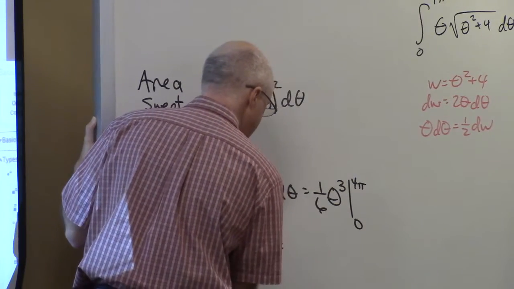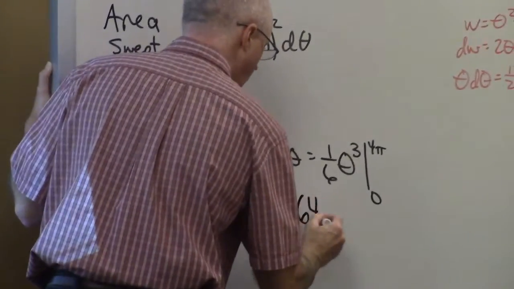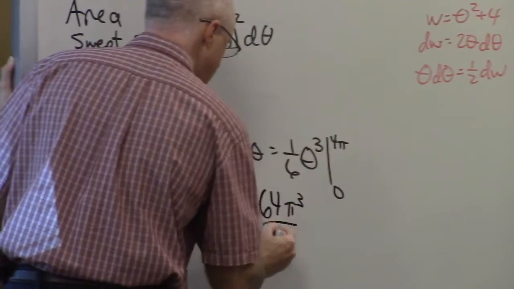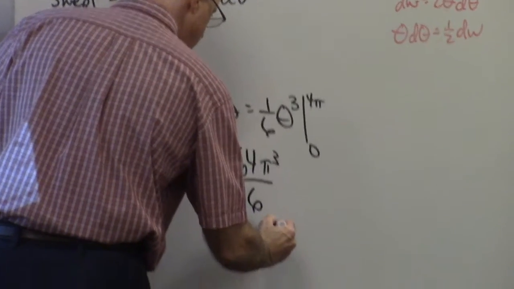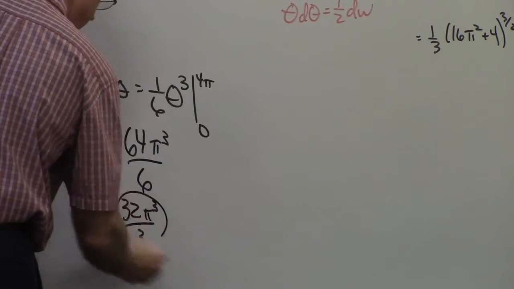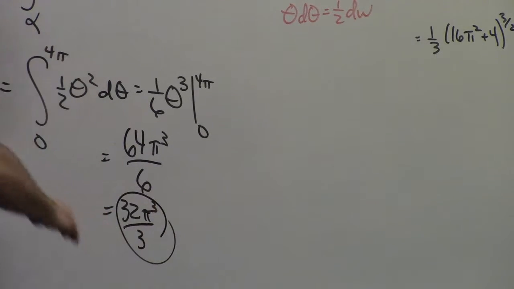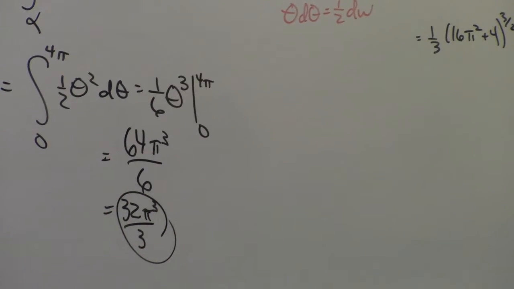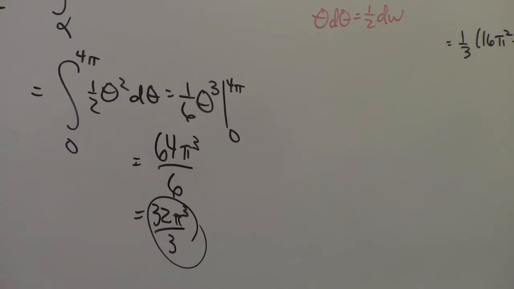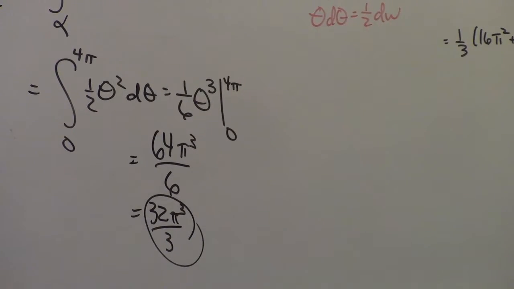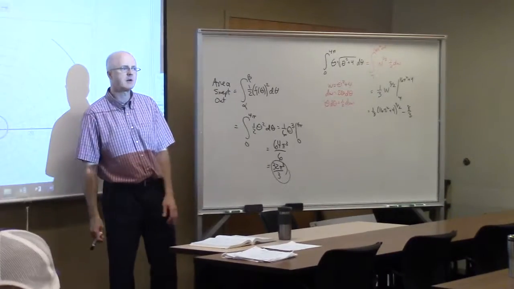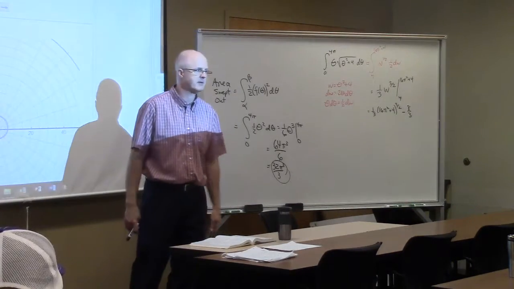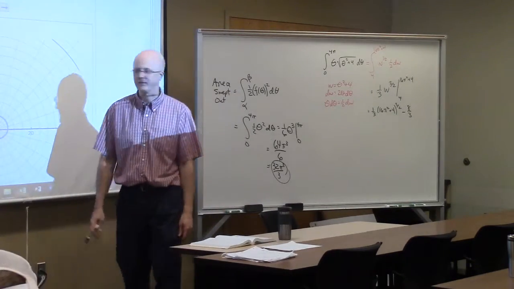Rewrite that to make it easier to see: 64 pi cubed over 6, or 32 pi cubed over 3, is the area that's swept out by the blue vector as you go from 0 to 4 pi. Pi cubed is going to be around 30. 32 times that's going to be 900 or so, a bit bigger. Divided by 3, we're going to be a bit bigger than 300 square units for the area swept out.